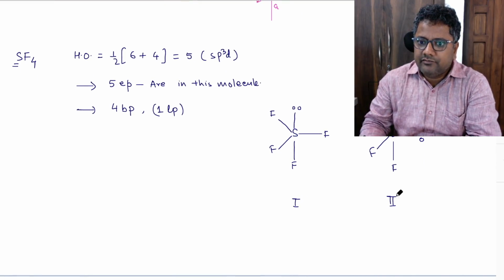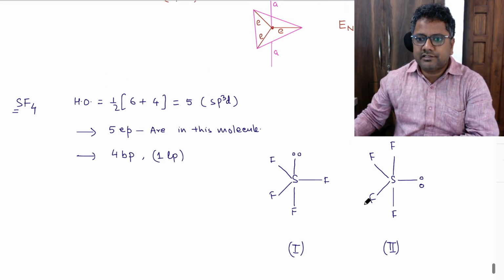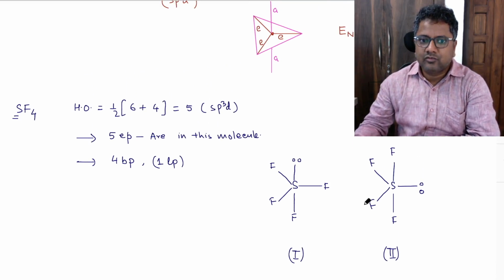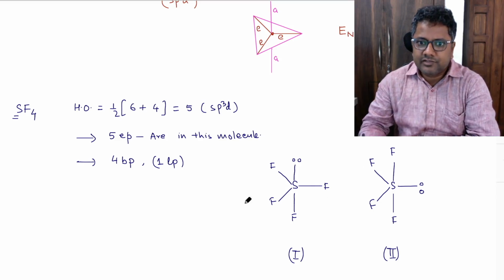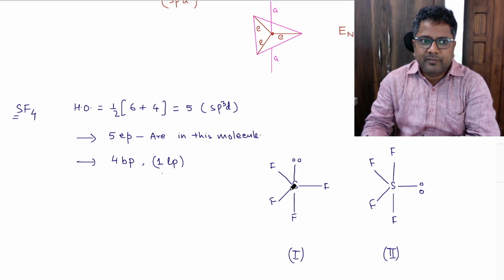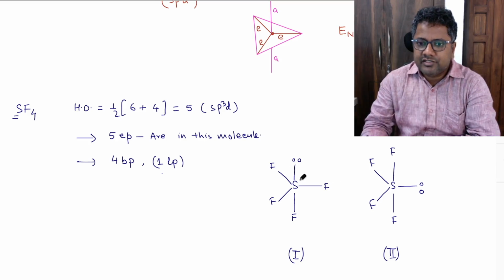Now tell me which structure is prominent here, or which structure is more contributing, you can say, at room temperature. So apply Bent's rule, right? Here there is one lone pair and four bond pairs, and the bond pairs constitute fluorine. So now tell me which is more electronegative: the lone pair or fluorine?